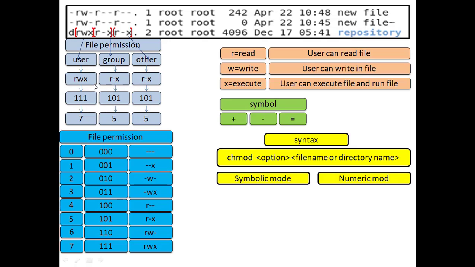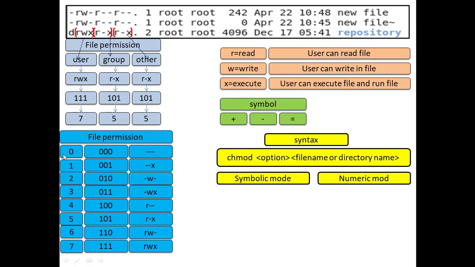So how do you know this permission is there? Now you can see here 111. That means all permission is given to this user. Then in the group you can see 101. 0 means there is no permission, 1 means there is permission. So the group is given read and execute permission, and others also read and execute permission. In numeric mode, it is 755.